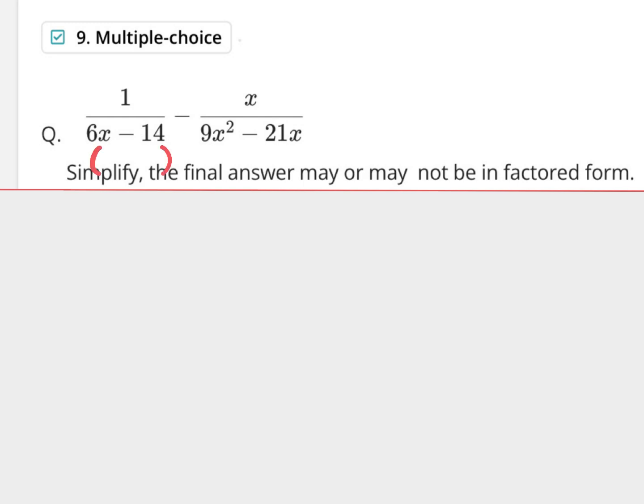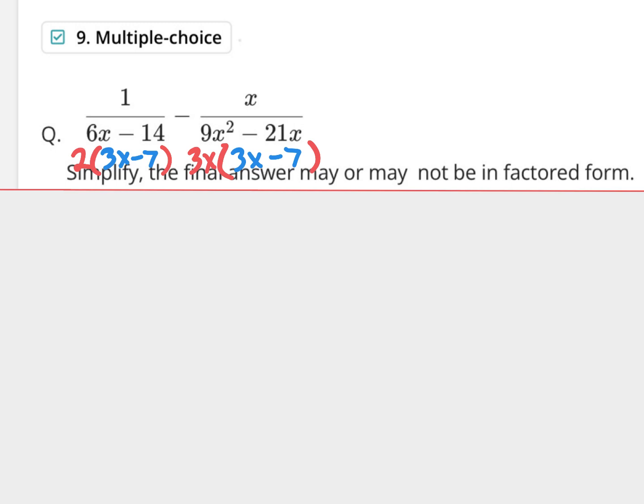So this first denominator, I could pull out what? What's the GCF of 6 and 14? 2. What's left over on the inside? 3x minus 7. Okay, so that is the first denominator in factored form. What about the second denominator over here? I could pull out a 3 and an x. That's right, the GCF is 3x. And what's left over in there? 3x minus 7 again. All right, great.